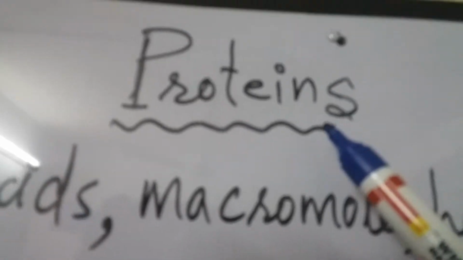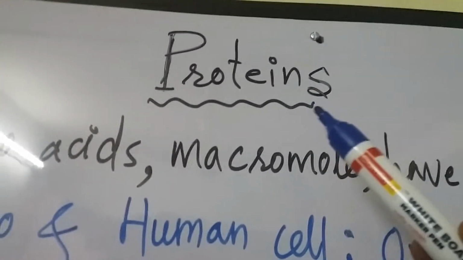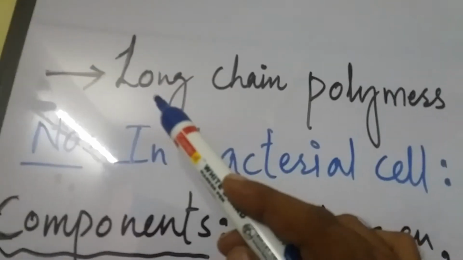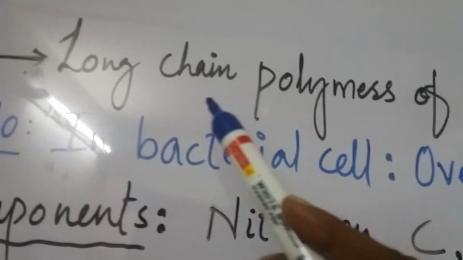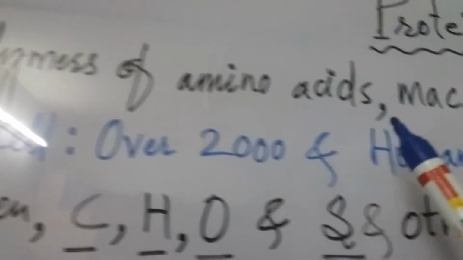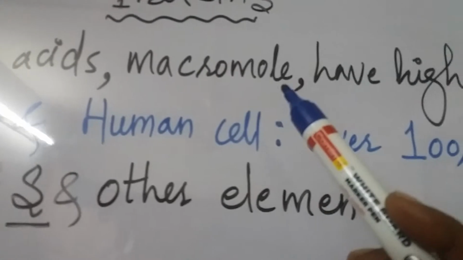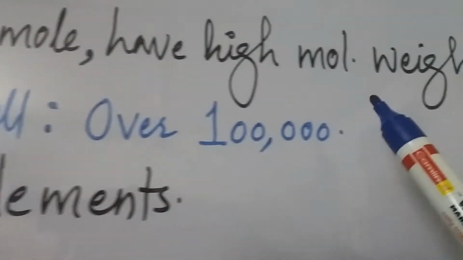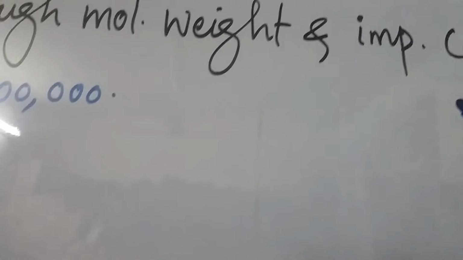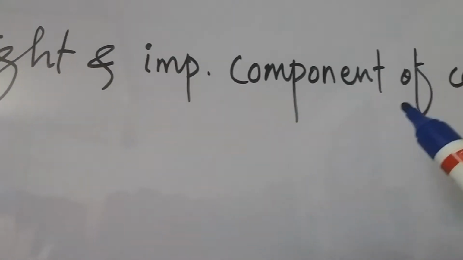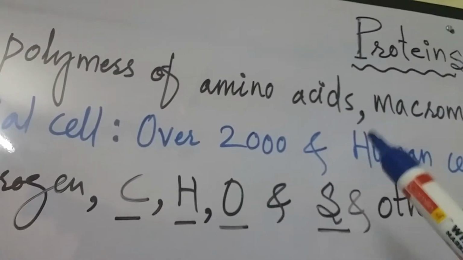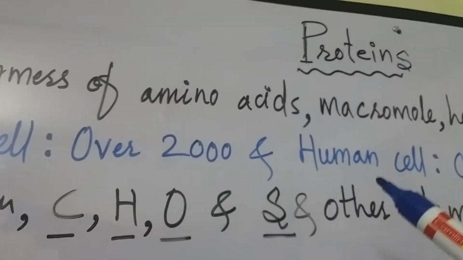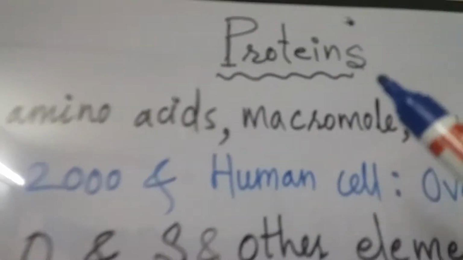What is protein? Protein is actually the most important nutrient, and it is a long chain polymer of amino acids. Many amino acids are present in this chain, and that chain is nothing but a chain of a protein. It's actually a macromolecule which has a high molecular weight, and hence it is the most important and abundant component of the cell. So this is protein, the long chain polymer of amino acids. Amino acids in a chain is nothing but the molecule of the protein.